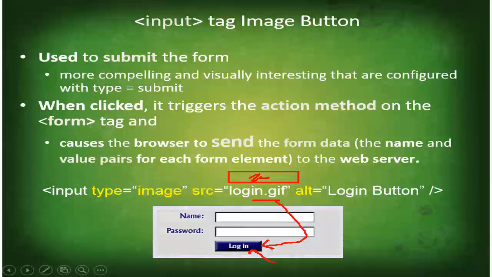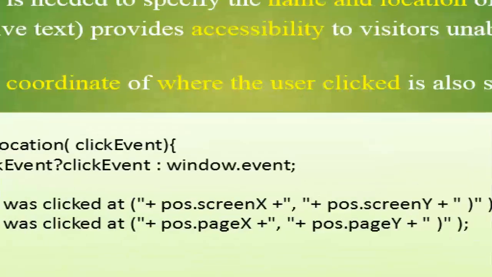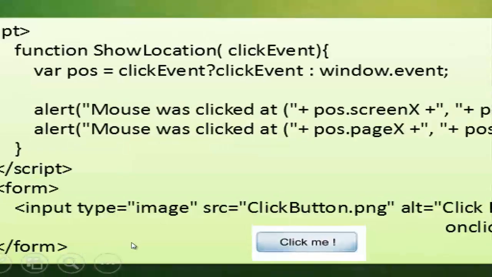So if you have made the buttons using Photoshop or any other photo editing tool, and you want that button to appear, not the rectangular one, then you just say type equal to image. Again, the one that I wanted to show was this one. So you have the input type equal to image, and you have a button.